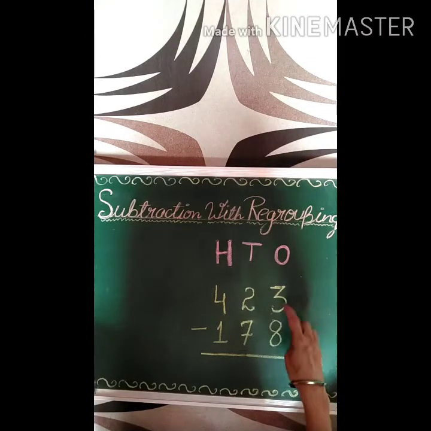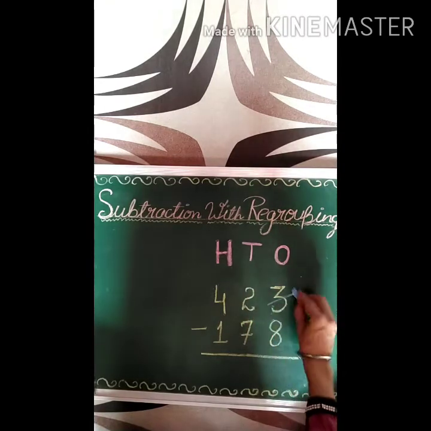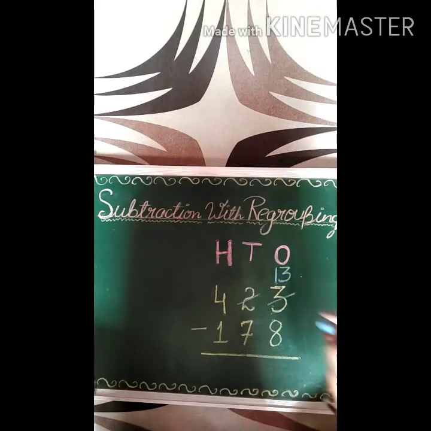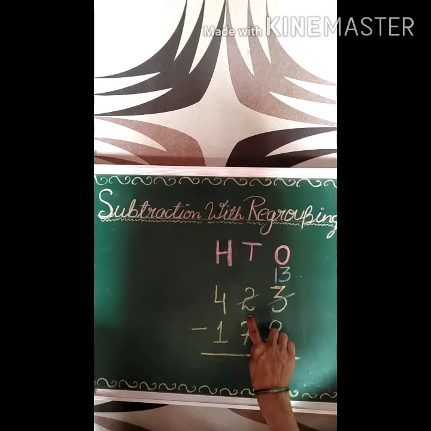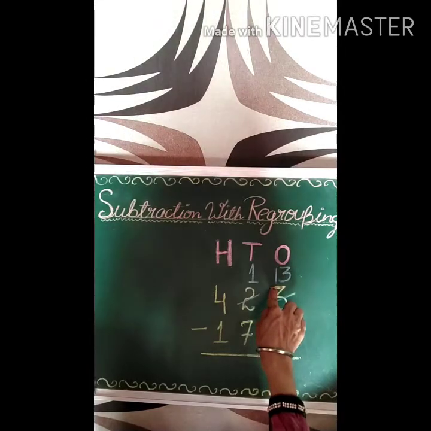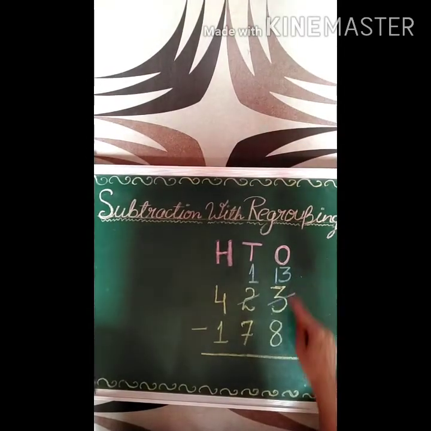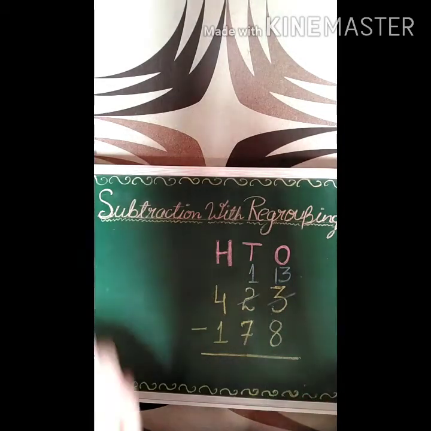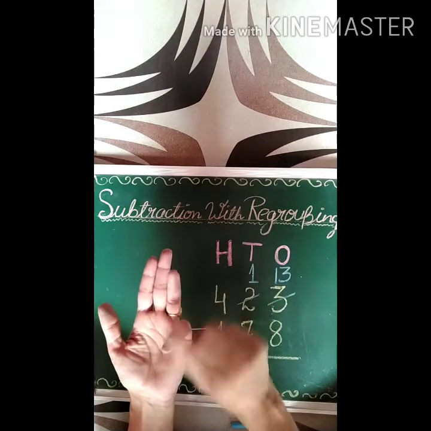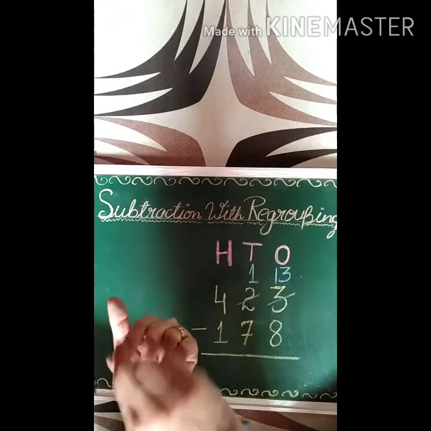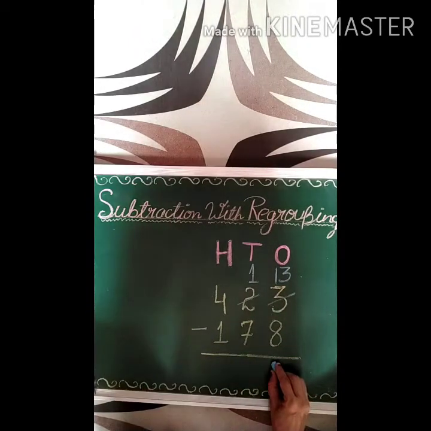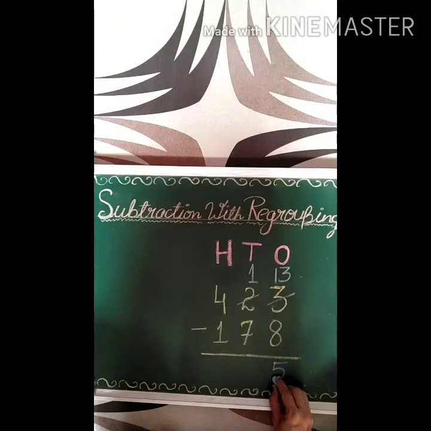We borrow 1 from the left side friend, that is 2 tens, and keep it with 3. It becomes 13, and at the tens place 1 will remain, because from 2, 1 is given to the ones place. Again, here we can subtract 8. Count it on the fingers. Start from 9: 9, 10, 11, 12, 13. So how many fingers are there? 5. So we write 5 at the ones place.